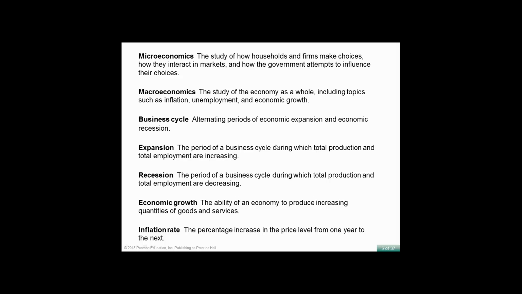A business cycle is an alternating period of economic expansion and economic recession. Expansion is a period of the business cycle in which total production and total employment are increasing. A recession is a period in which total production and total employment are decreasing. Economic growth is the ability of an economy to produce increasing quantities of goods and services. And one of the keys to some of this information is the inflation rate, the percentage increase in the price level from one year to the next.